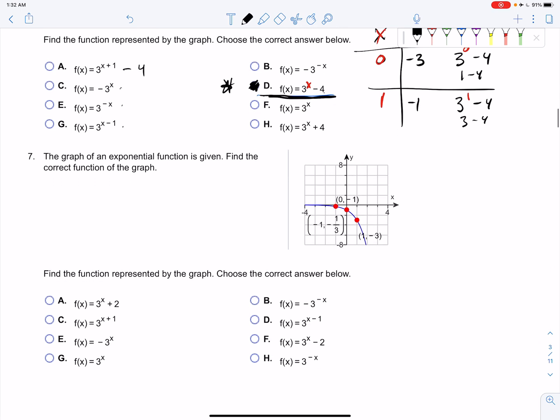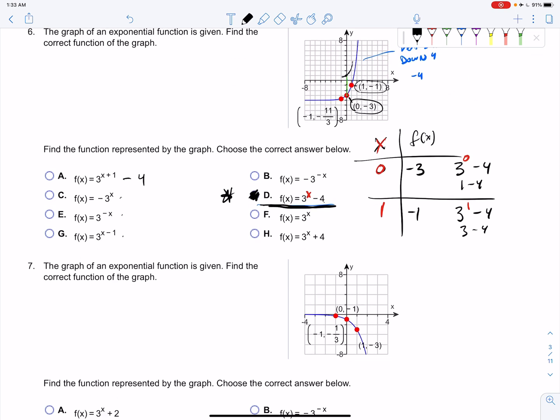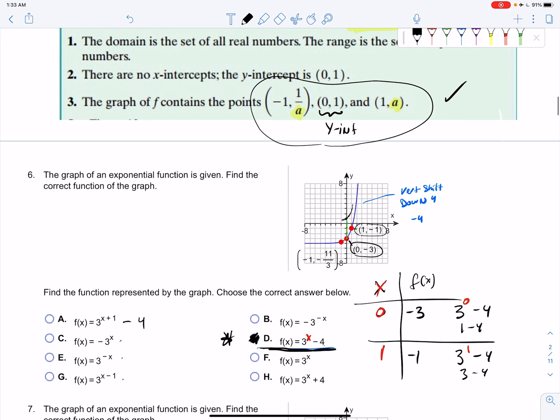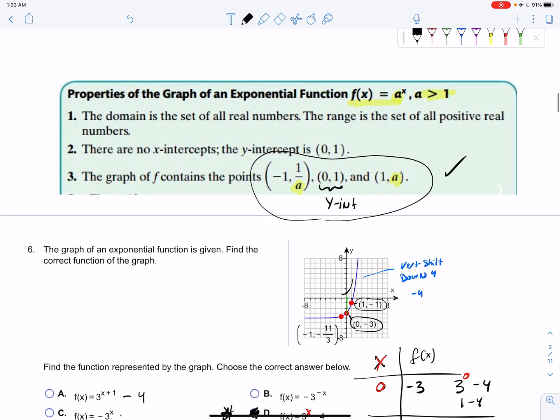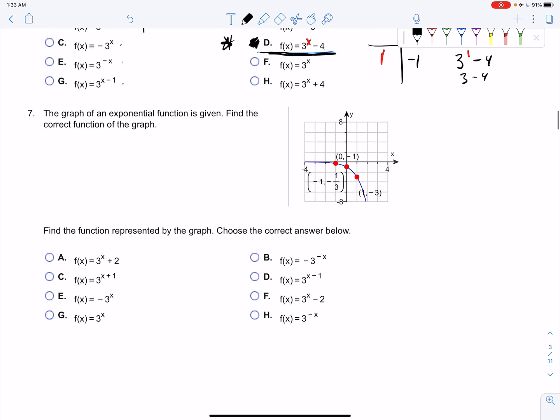This particular problem may seem a little bit confusing for some people, but you still can implement something here. You can still take a look at what happens at negative 1 comma 1 over a. And the thing about this that gets a little bit tricky is that this book doesn't talk about the reflections as much. But here, let's take a look at this.